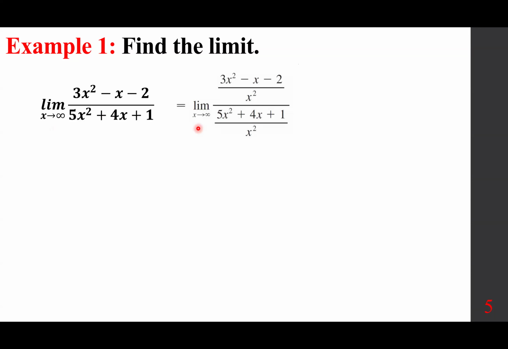So the limit of 3x squared minus x minus 2 over 5x squared plus 4x plus 1, because x is approaching infinity, we divide by the highest degree term in the denominator, x squared. We get the following.